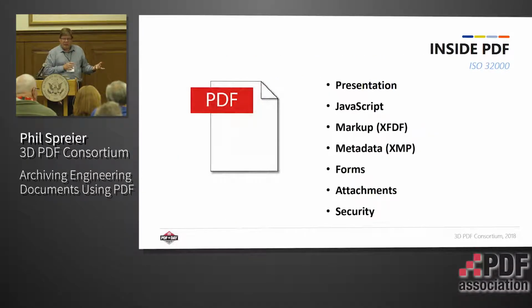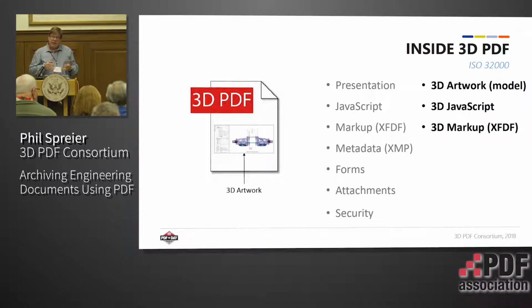Now, what makes a 3D PDF? Well, inside of a PDF, you have all these great things. This is ISO 32000, right? That's your standard definition of a PDF file. For a 3D PDF, it's just a PDF with 3D in it, right? So it's the exact same file, but we add 3D artwork. Typically, that's a model. We may add some 3D JavaScript for manipulating that model and doing some custom programming of that model. And then we can do some 3D markup on top of that. We can measure it, we can put comments, we can do any kind of markup. And PDF has subsystems for all these things built into it.